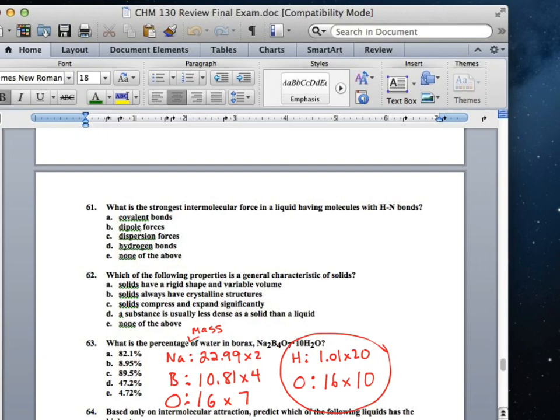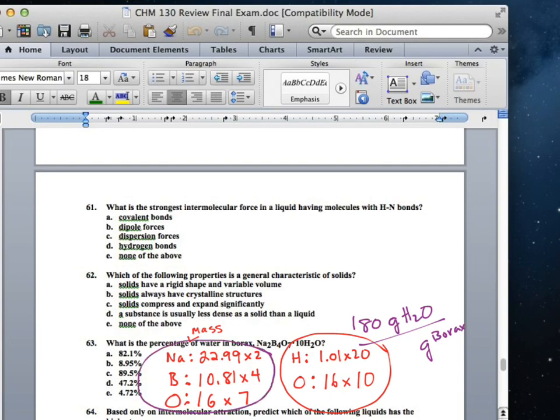Somebody handy with the calculator? 180? Yeah, I just saw that. Roughly 180. So this is our grams of H2O. And now we need to divide this by the grams of our borax. What is the mass of borax?